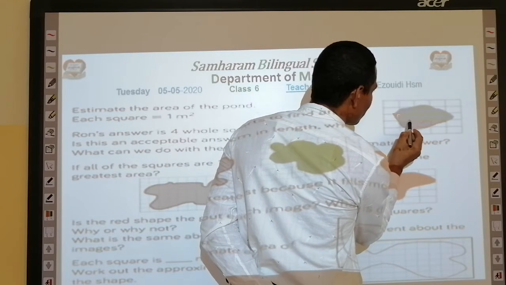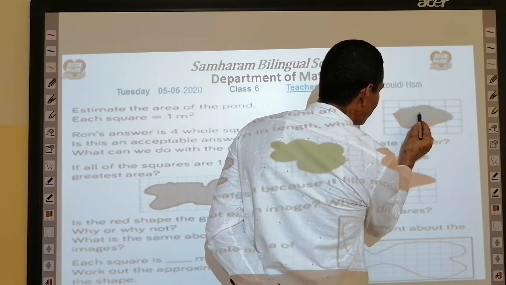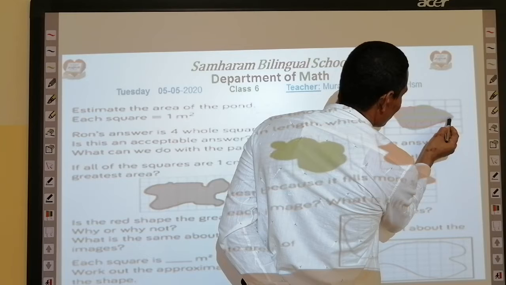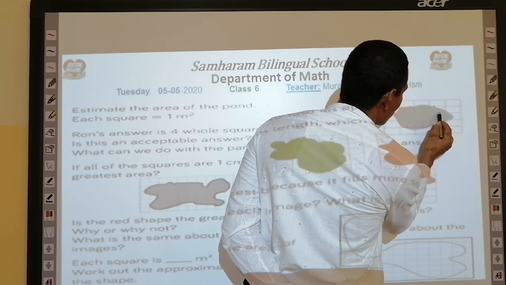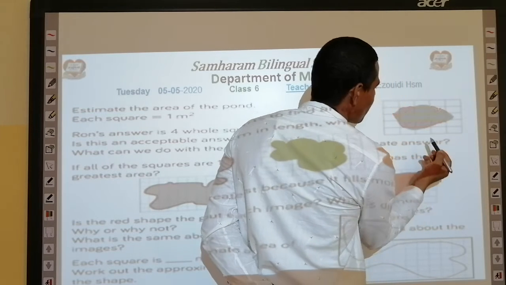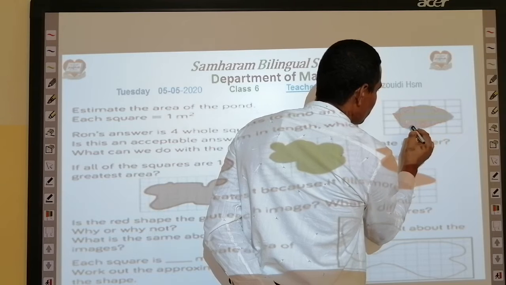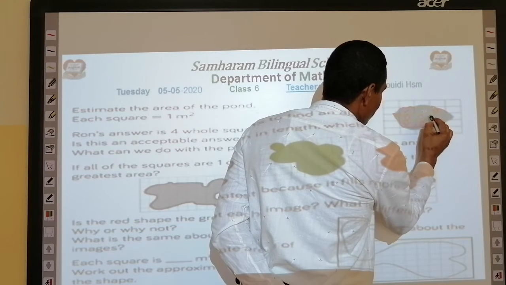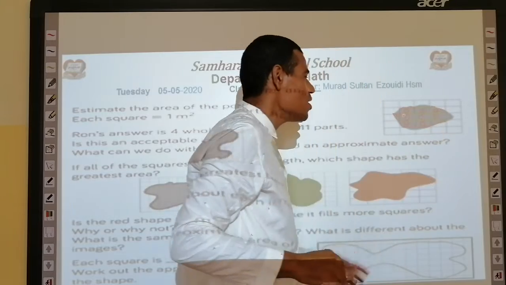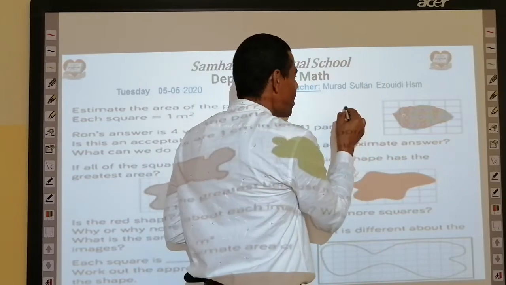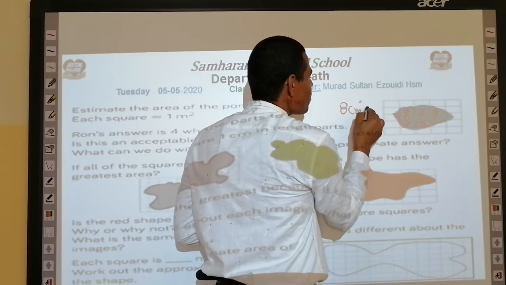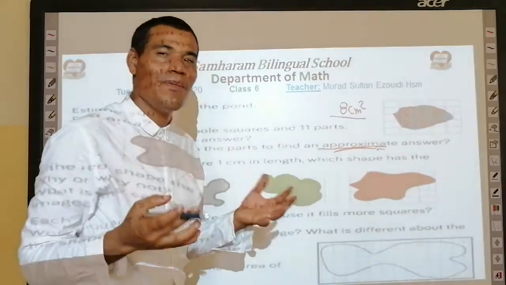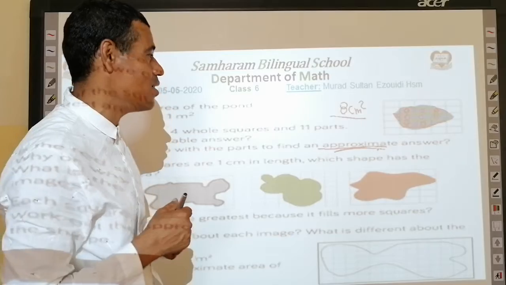This one, ignore it. This one, I will accept it. This one, I will accept it. This one is more than half, my learners. More than half, I will accept it. So how many squares in fact? 1, 2, 3, 4, 5, 6, 7, 8. So this has an area of approximately 8 centimeters squared.